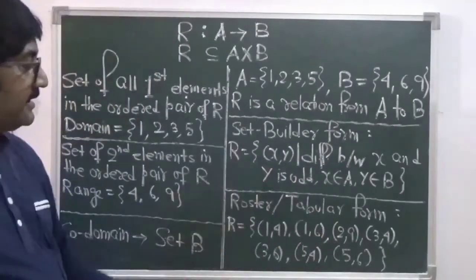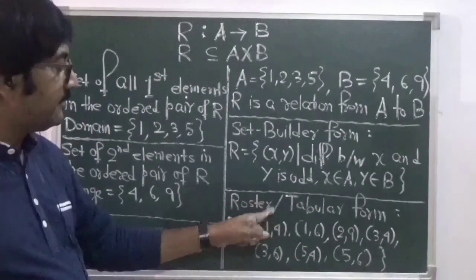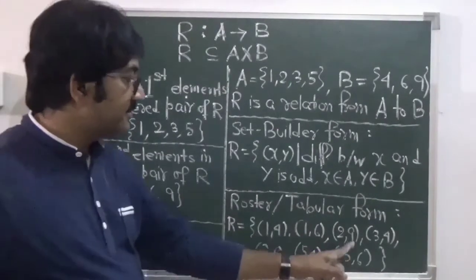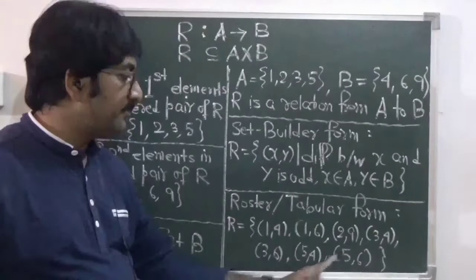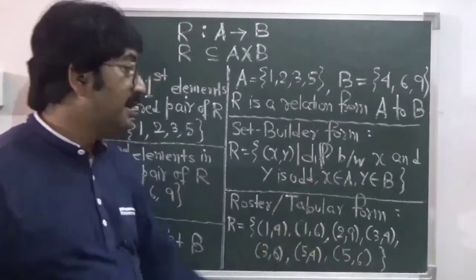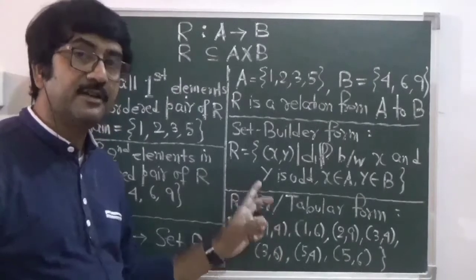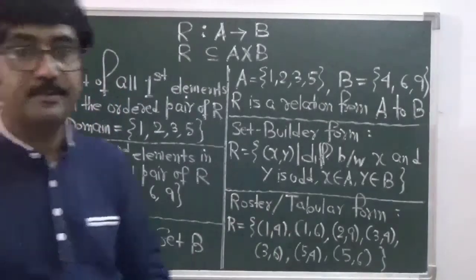The same thing written in the roster form or tabular form, that is, the elements of set R, is (1, 4), (1, 6), (2, 9), (3, 4), (3, 6), (5, 4), (5, 6), based on the condition that the difference between the elements in the ordered pair is an odd number.